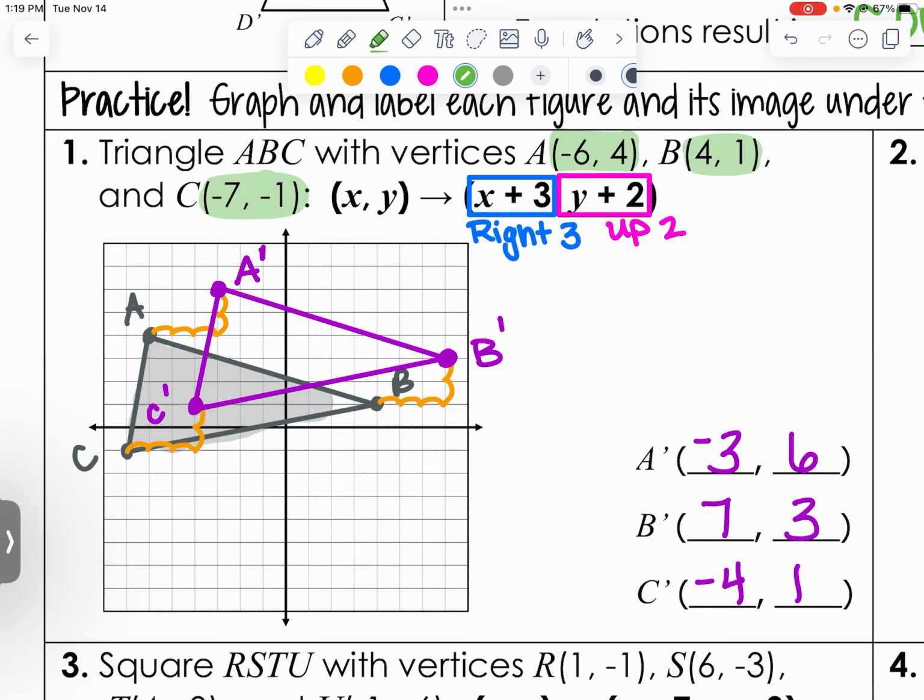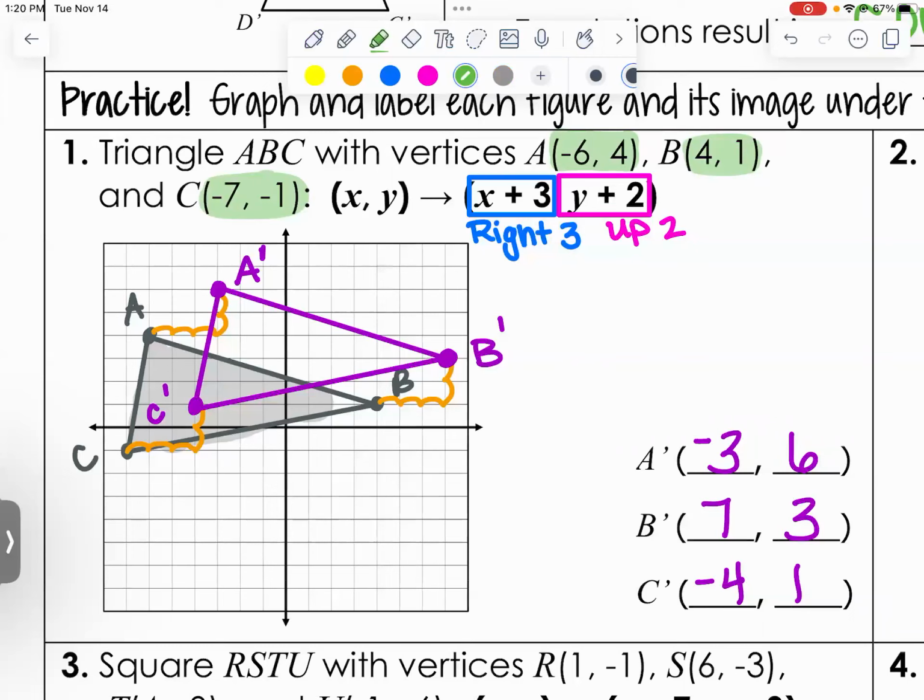This rule, we applied to our coordinates on the graph, but we can also just look at the numbers. Every single X coordinate, I added 3 to. Every single Y coordinate, I added 2 to. So if we look at this coordinate, 4, 1, if I add 3 to the X and I add 2 to the Y, we get 7, 3. It has to be graphed and it has to be here. So you can decide which one you want to do first.